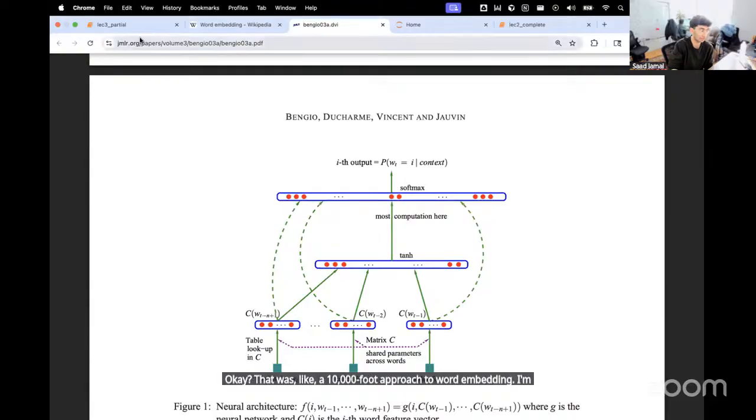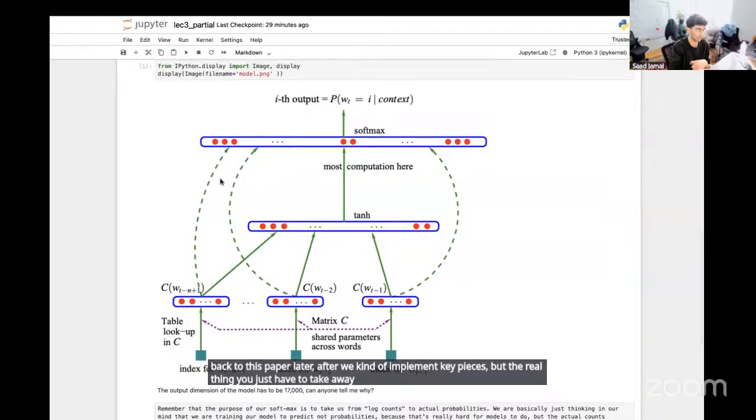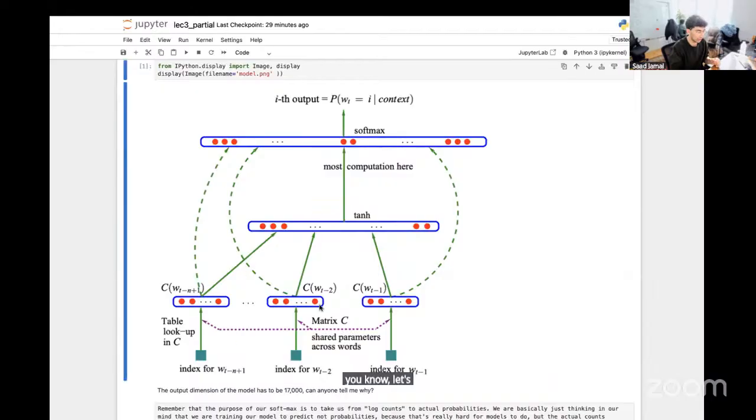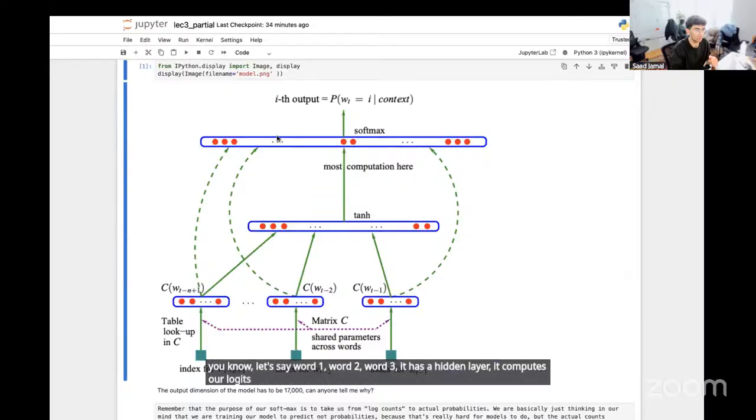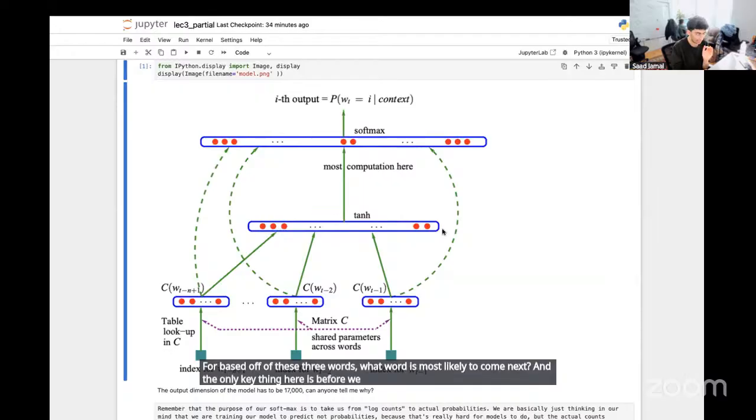I'm going to come back to this paper later after we implement key pieces. But the real thing you have to take away right now is that we're building an n-gram model. We're building a neural network that takes in, let's say, word one, word two, word three. It has a hidden layer. It computes our logits. If you remember what logits are from last time, they're like log counts. We perform a softmax, and finally we end up with a probability distribution for, based on these three words, what word is most likely to come next. And the only key thing here is that before we go into that hidden layer, we need to make sure that we take our input token and do a word embedding.